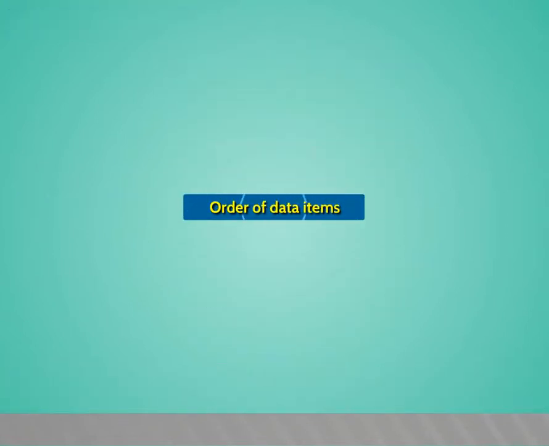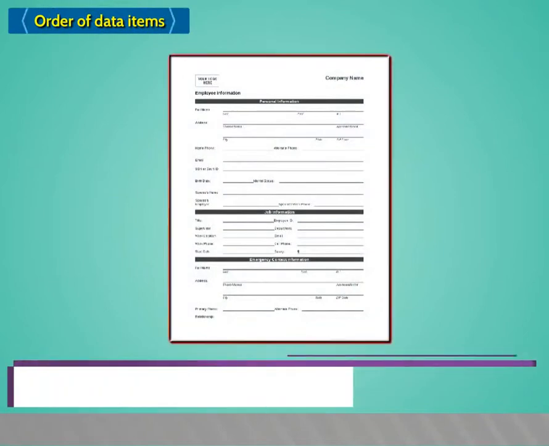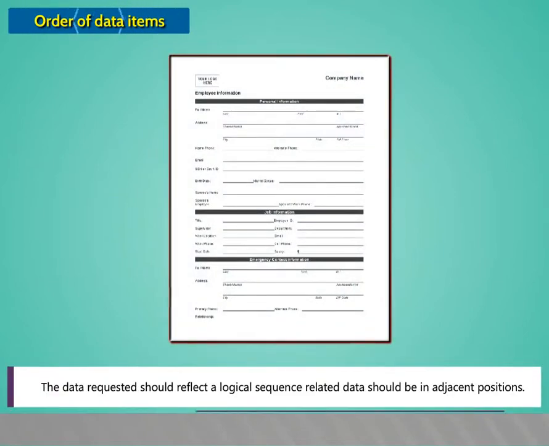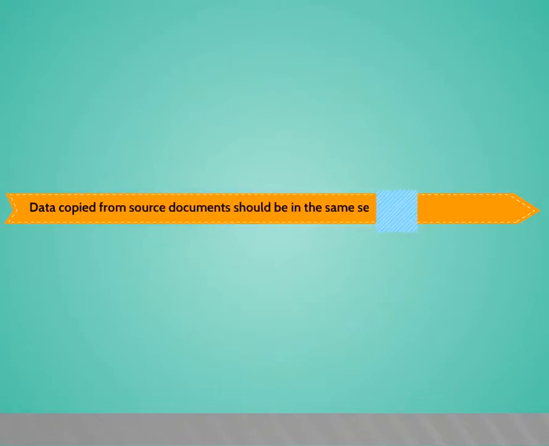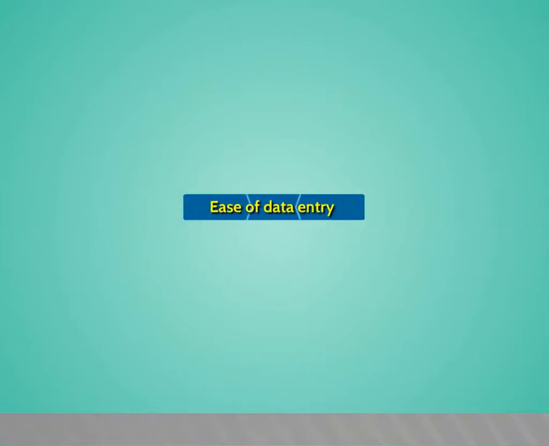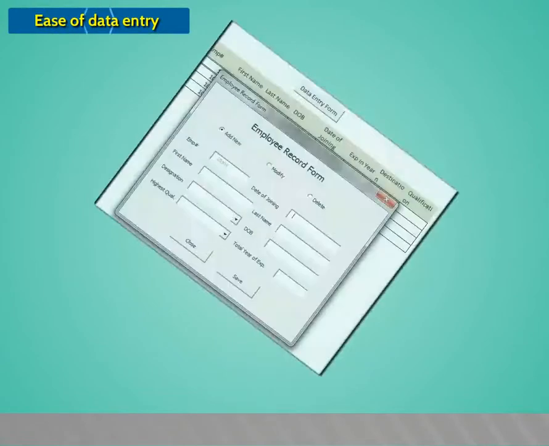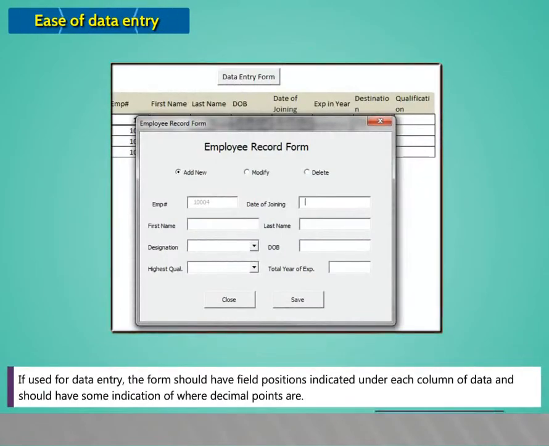Order of data items. The data requested should reflect a logical sequence. Related data should be in adjacent positions. Data copied from a source document should be in the same sequence on both forms. Ease of data entry. If used for data entry, the form should have field positions indicated under each column of data and should have some indication of where decimal points are.